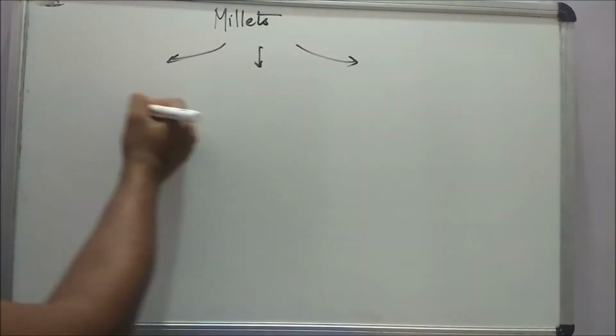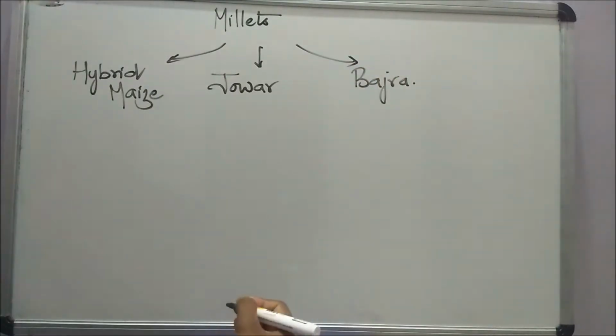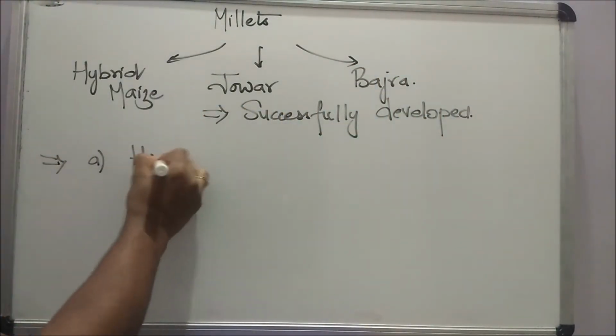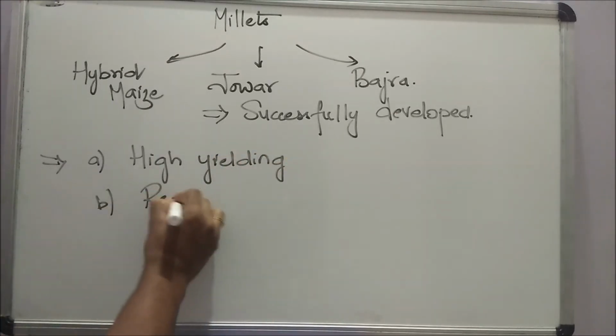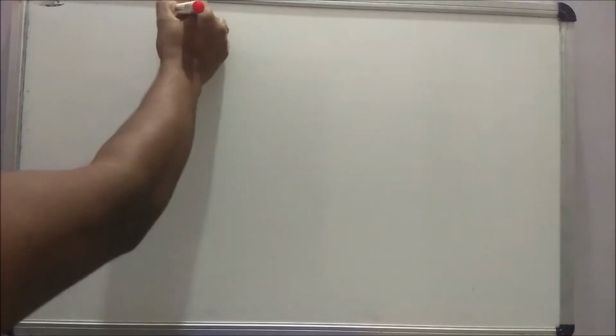Let's learn about another Indian hybrid crop, millets. Hybridized maize, jowar, and bajra have been successfully developed in India. These varieties are high yielding and resistant to water stress.